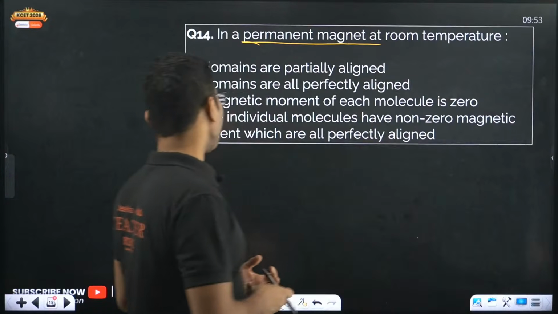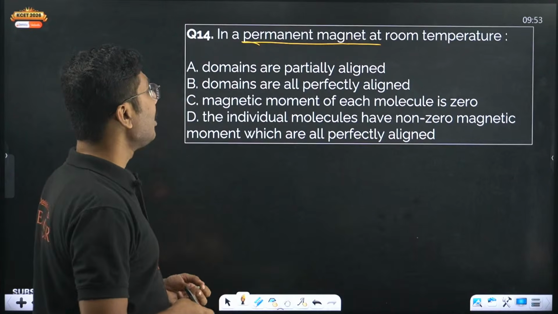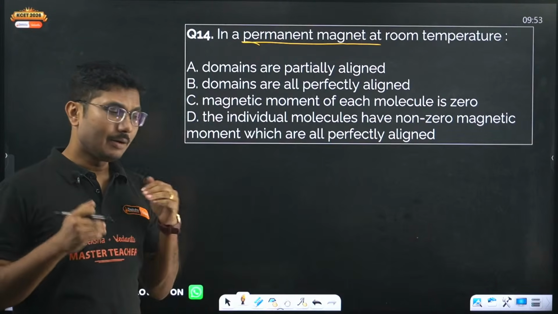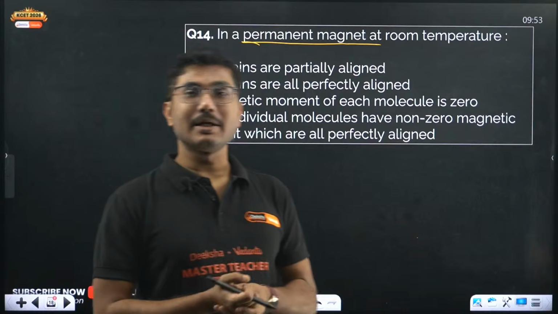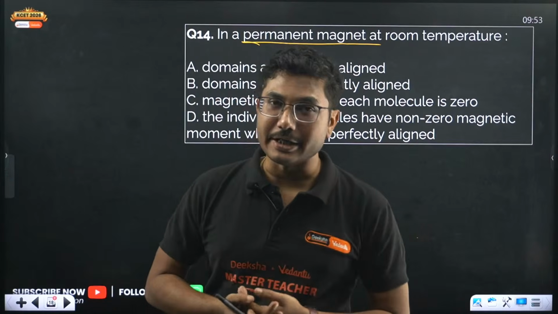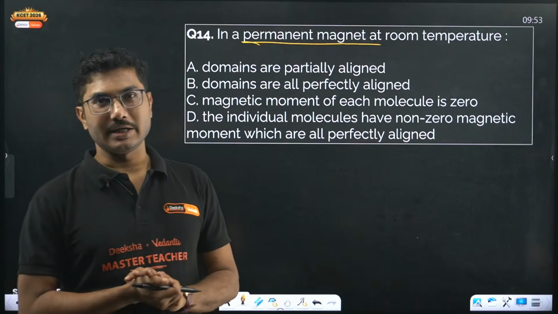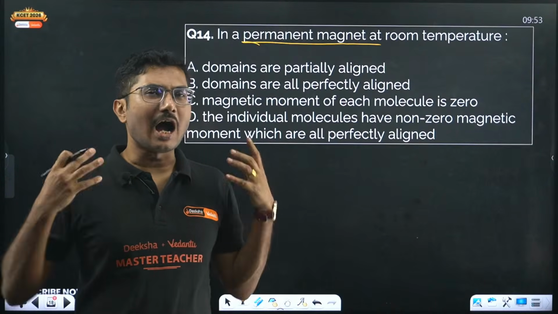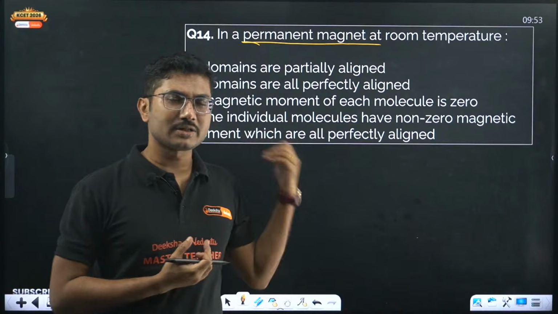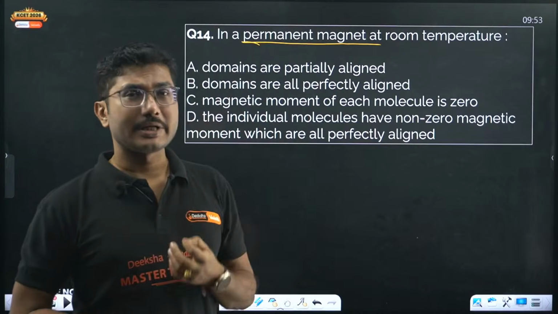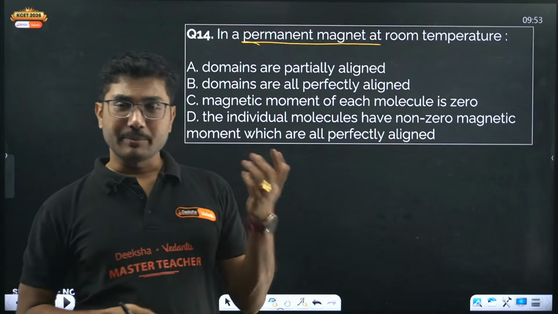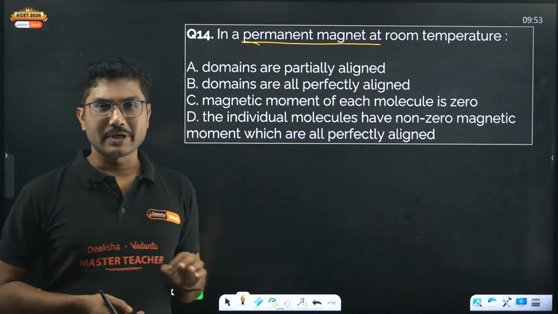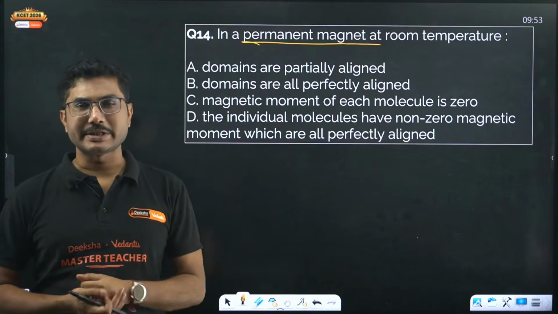So yes, domains are not perfectly aligned. At room temperature, the atoms present inside the material are vibrating, so they are not perfectly aligned. If they were perfectly aligned, you could create a very high value magnet. There are some specific materials, for example neodymium, a rare earth material, which get very close to perfect alignment, about 99% alignment.